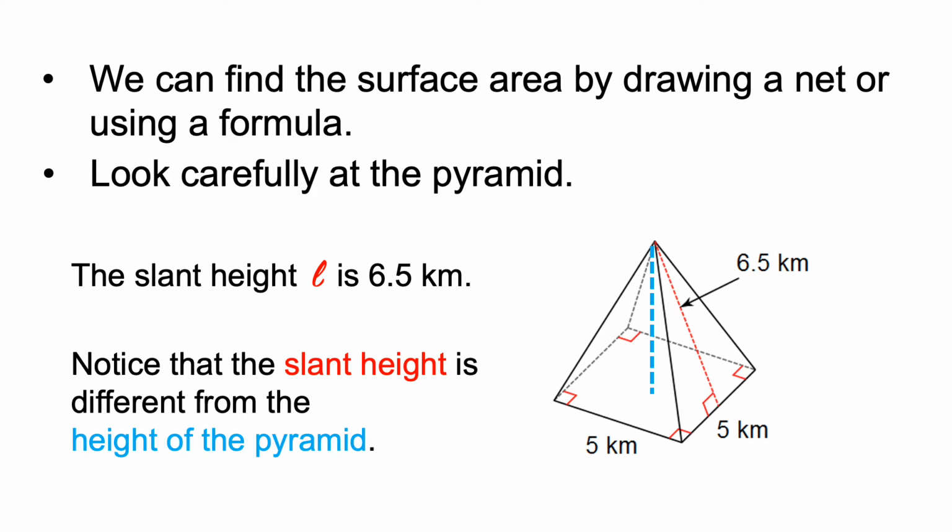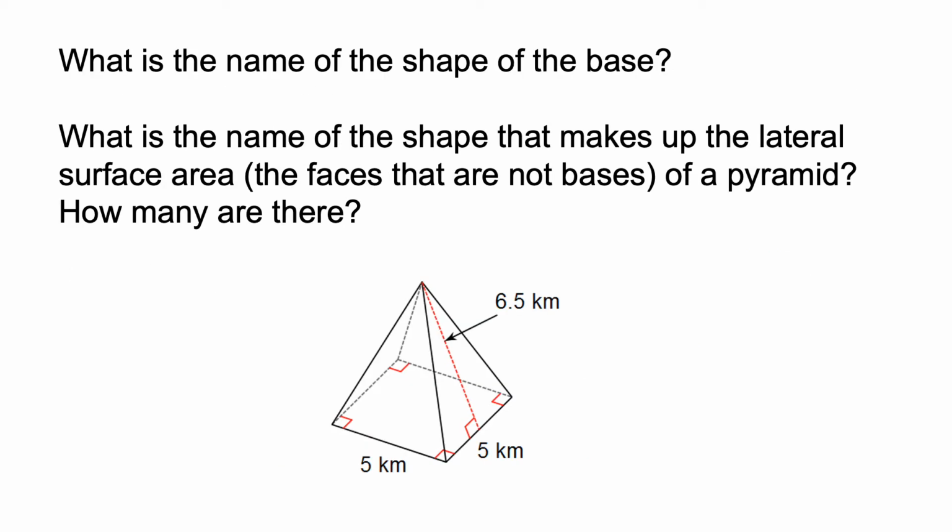The blue line on the drawing represents the height of the pyramid. We use the height of the pyramid to solve for the volume. However, we use slant height to solve for surface area. What is the name of the shape of this base? And what is the name of the shape that makes up the lateral surface area, or the faces that are not the bases of this pyramid? And how many are there?